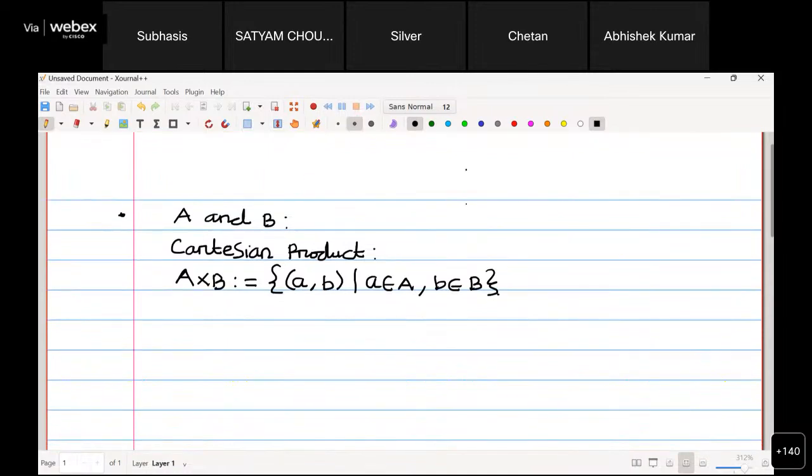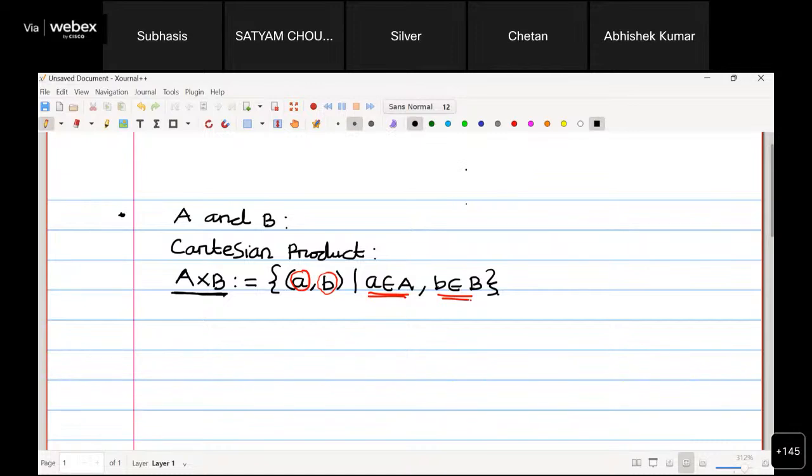So what is the Cartesian product of A and B? We denote this Cartesian product as A times B. This is the notation for the Cartesian product of A and B. It is defined as all the possible tuples (a, b), where the first element of the tuple, that is a, should come from the set A, and the second element of the tuple, that is b, should come from the set B. This is how we define the Cartesian product.